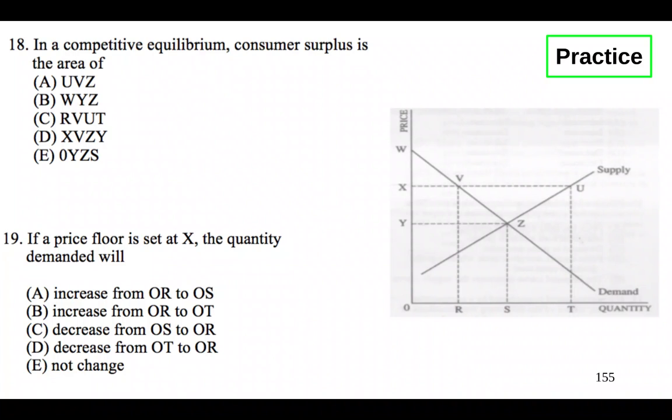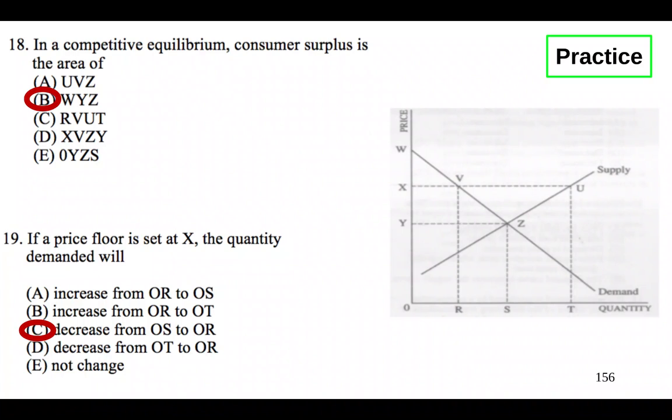All right, so correct answers here are going to be B and C. So at equilibrium, consumer surplus is going to be WYZ, the area above the price, which is Y, below the demand curve, and don't go past the quantity sold, which is S, so it's WYZ.